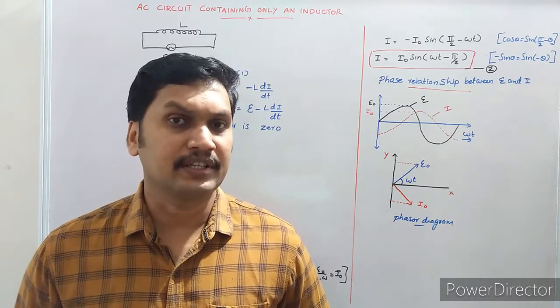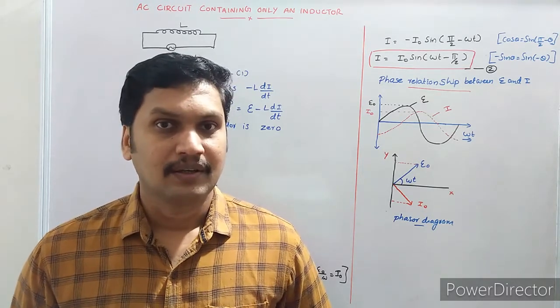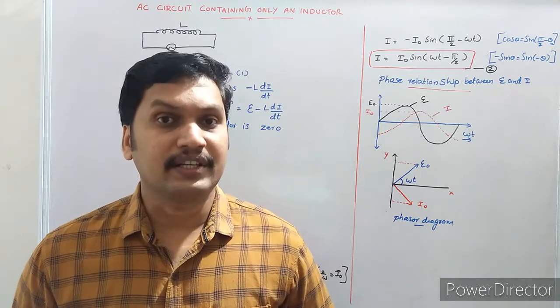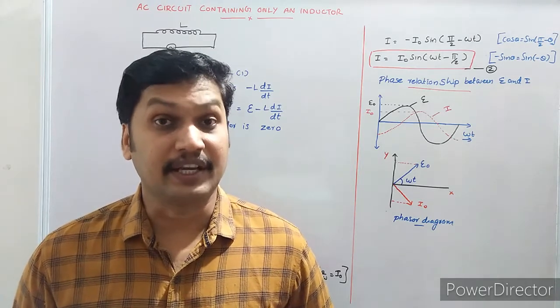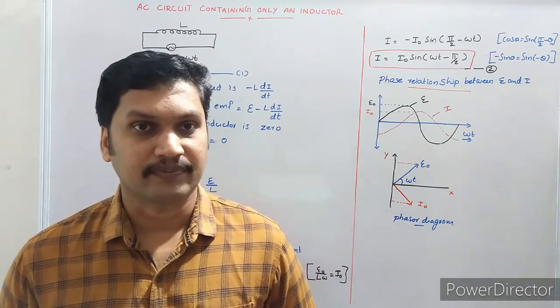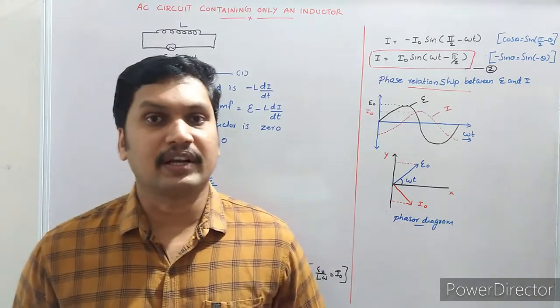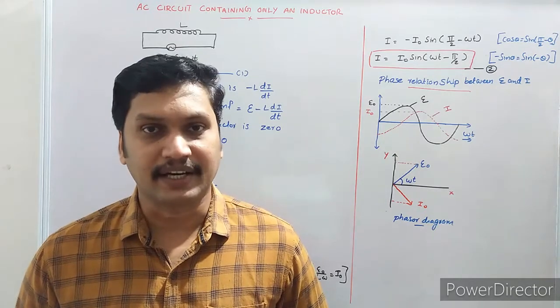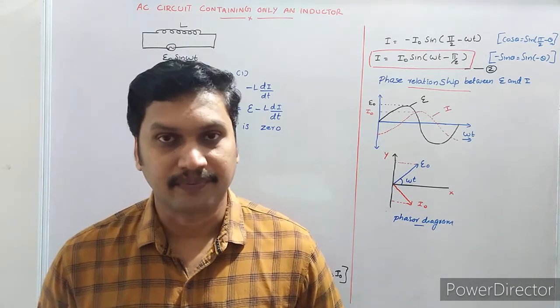Actually, this opposition is not resistive. That opposition is known as inductive reactance or inductive opposition. It's not a resistive opposition. Now let us see what is the relation between the voltage and current in an inductive circuit.